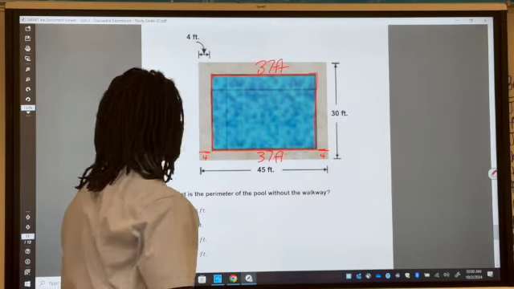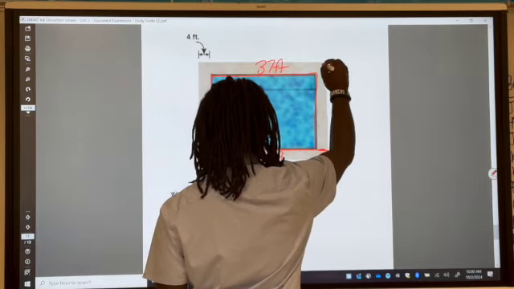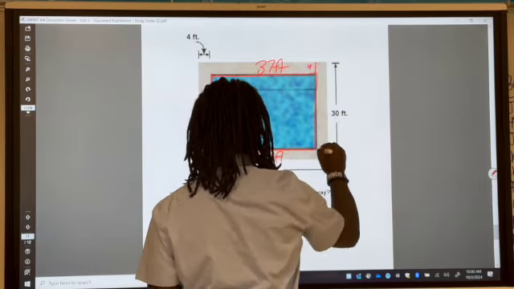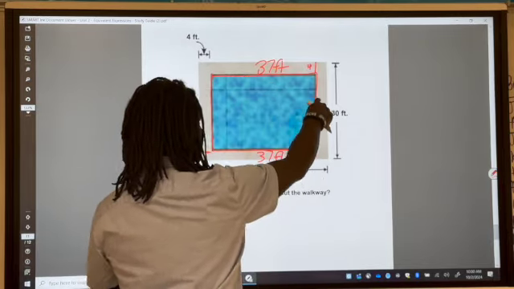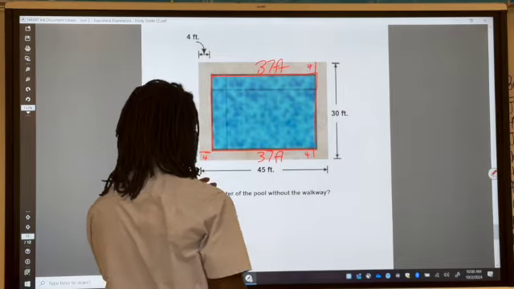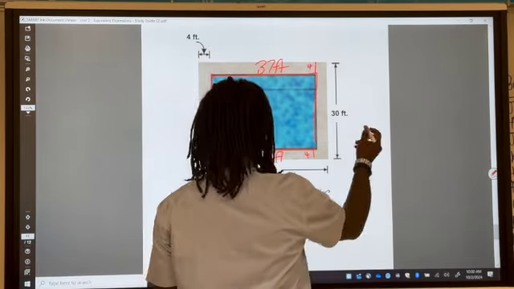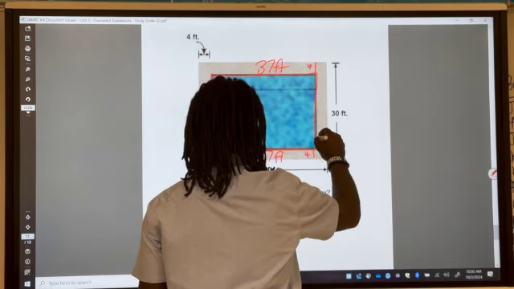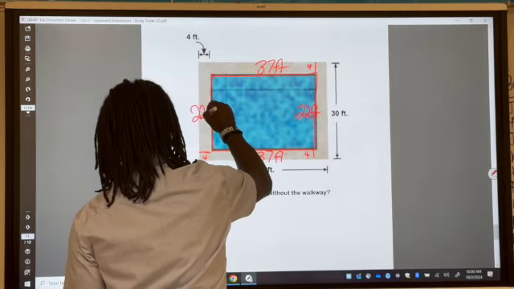Okay. And then I also know this whole thing is 30, but I also got to take away this 4 and then this 4. So 4 and 4, I'm going to take away that from the 30. So that's 8. Take away from the 30. So 30 minus the 8 is going to give me 22. So that is 22. And this is also 22.